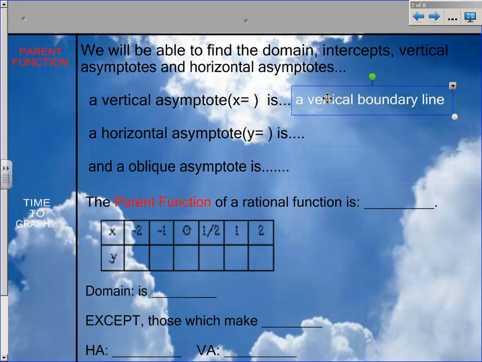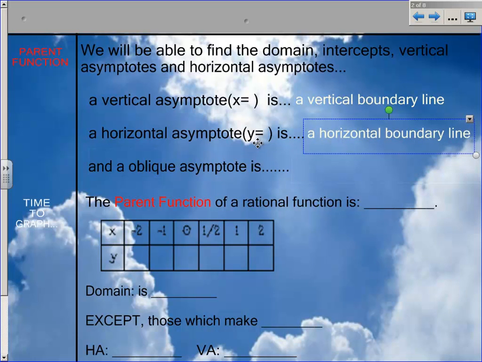It's in the form x equals, like x equals 2 is a vertical boundary line at 2. This is the only kind of asymptote that cannot be crossed. It is a boundary line, as in it's a guiding line, but you will never ever see a graph touch a vertical asymptote. A horizontal asymptote is in the form y equals, and it's a horizontal boundary line, and this is like a limit as we're going out towards infinity or negative infinity, and you can cross horizontal asymptotes.